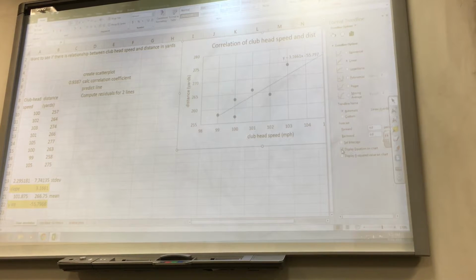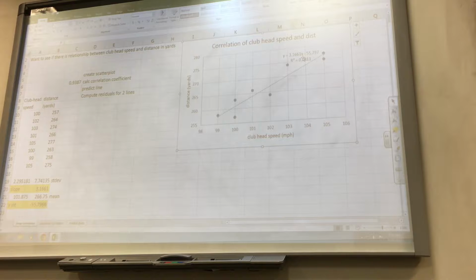Now, the other thing that I want to show you is it says display the r squared value on the chart. What do you think r squared is?